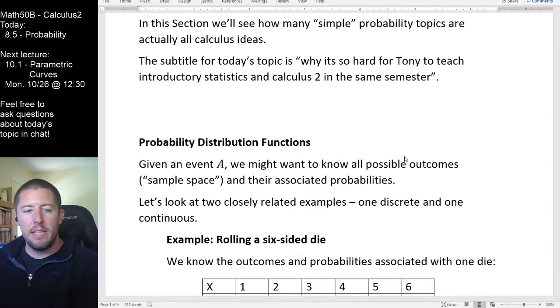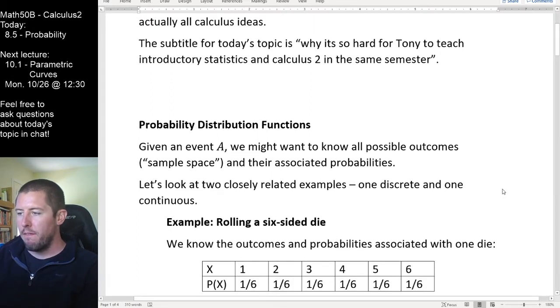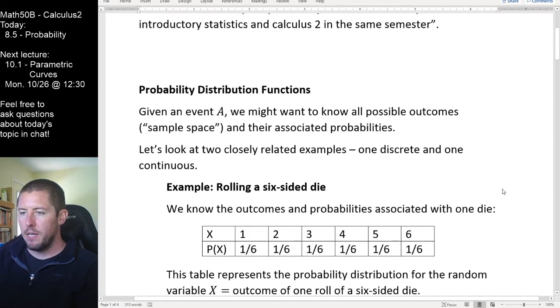So given an event A, first things first, it's pretty typical in probability and statistics to label your events of interest as capital letters, right? So for an event A, we might want to know all the possible outcomes and their associated probabilities. All possible outcomes of an event is what we call the sample space. It's everything that could possibly happen. Then we are also probably interested in the associated probabilities with each of those things. We're going to look at a really simple example here, but I'll verbalize some slightly more complex examples.